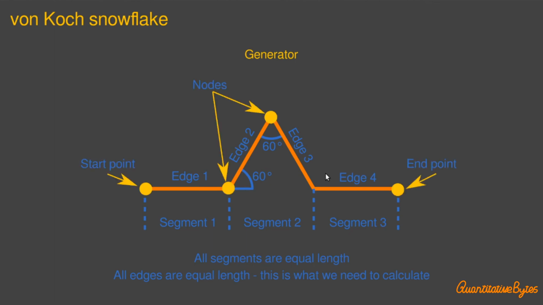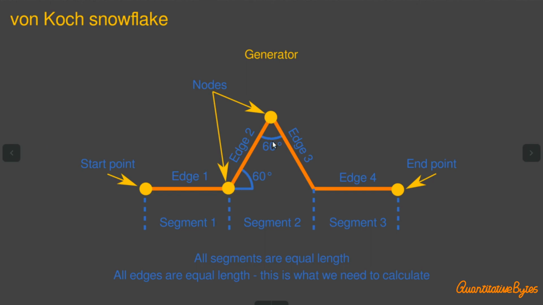Well, we need to consider everything that we actually know. So we know the location of the start point, and we know the location of the end point, and we know the location of 2 what I'm calling nodes. These nodes are the particular features so that the user can specify an angle at each node, and that describes the shape of the generator that we're trying to create. So in this case, the angle at node 1 is 60 degrees.